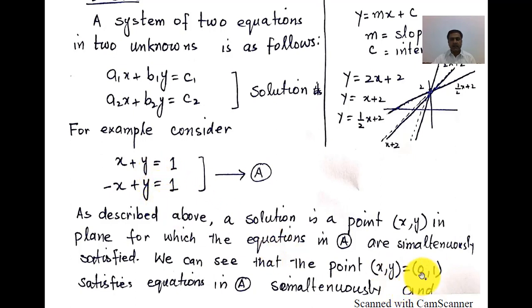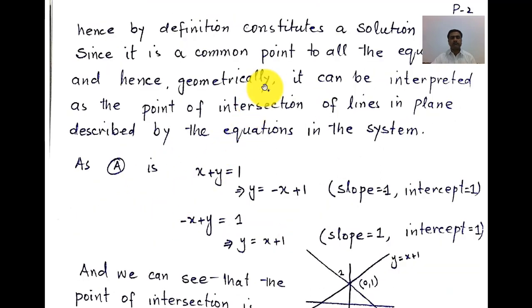And hence, by definition, we would say that this point (0, 1) is a solution of this linear system. Since both these equations are satisfied by this point, it can also be described as a common point to both these equations.